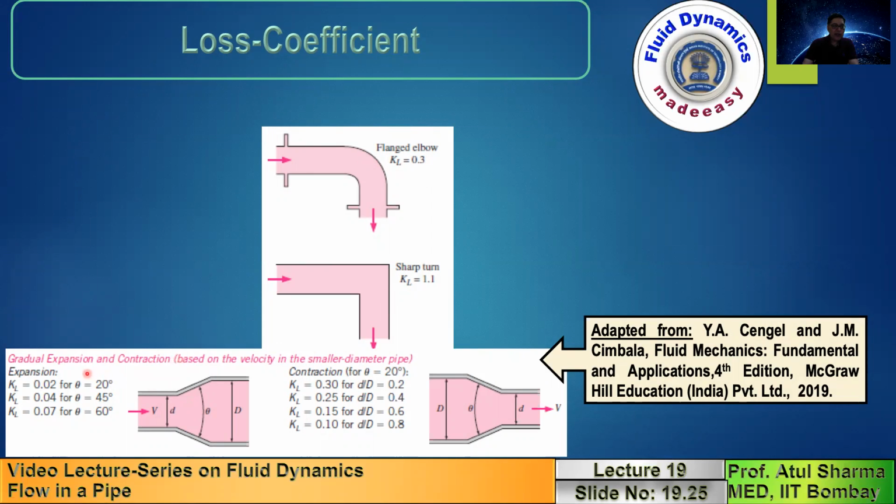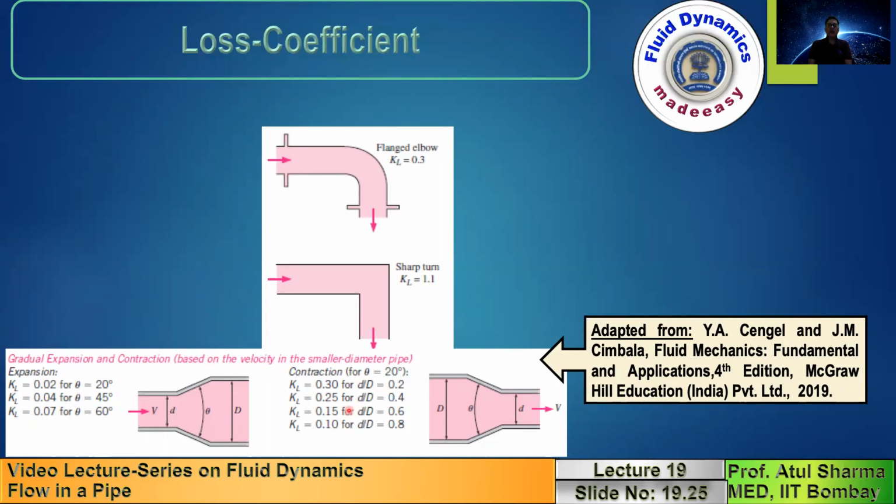You can have pipelines which have a gradual expansion, or you can also have pipelines where you have a contraction, and if the expansion angle is 20 degree, 45 degree, 60 degree, these are the loss coefficients which have been obtained from the experiment. And when you have the contraction angles, for contraction angle of 20 degree and for various reducing ratios, these are the loss coefficients which have been obtained from experiment.